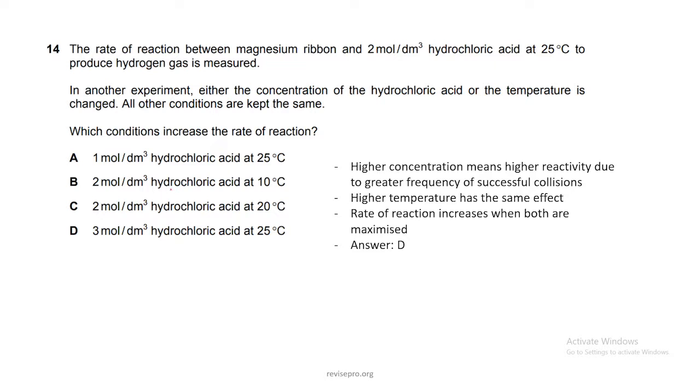We also know at a higher temperature, the molecules move faster, similar to question number 1 where I told you that a high temperature means a higher energy, which means if you're talking about the same substance, the velocity of the particles will increase. Therefore, a higher temperature will also lead to a greater frequency of successful collisions. So the rate of the reaction increases when both of these effects are maximized, and so the answer is going to be D, which gives us maximum concentration and maximum temperature.